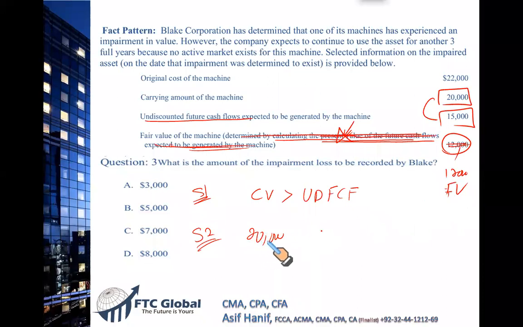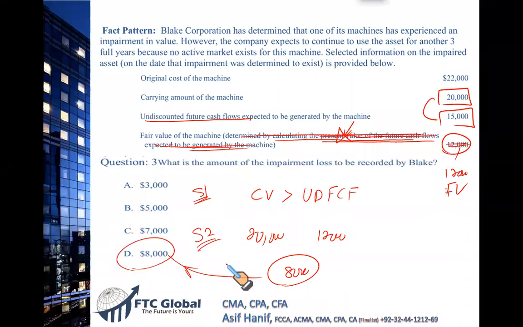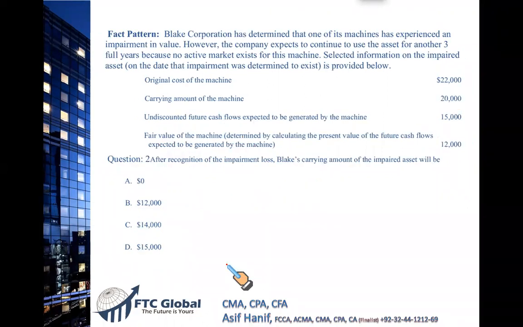So your carrying value is 20, and the fair value is 12. That means there is going to be an impairment of $8,000. So that makes D the correct option. 8,000 will be your impairment loss for the current period. And the new basis as required by the next question.